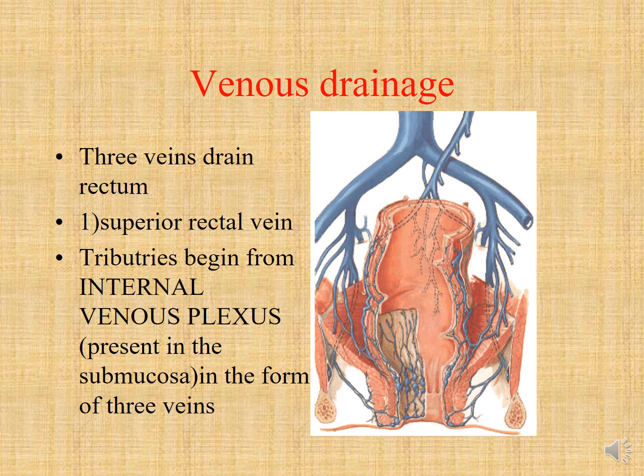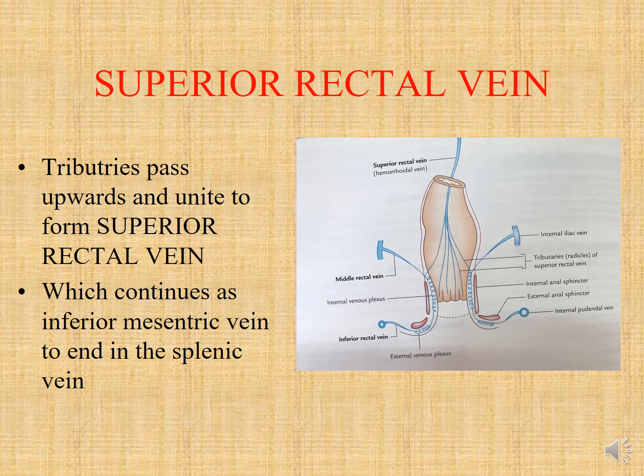So again there are three veins: superior rectal vein. The tributaries of superior rectal vein begin from a plexus, which is the internal venous plexus, present in the submucosa. These tributaries begin in the form of three veins basically, and then they pass upward and unite to form superior rectal vein, as we can see in the diagram. In certain books it is written that there are three large veins, otherwise there are six veins in total.